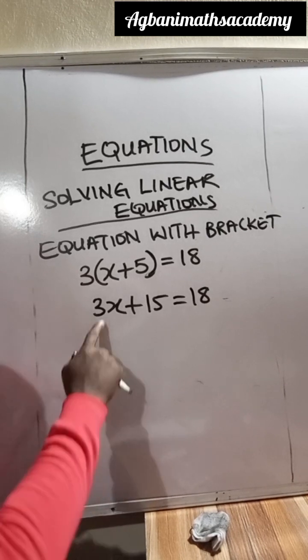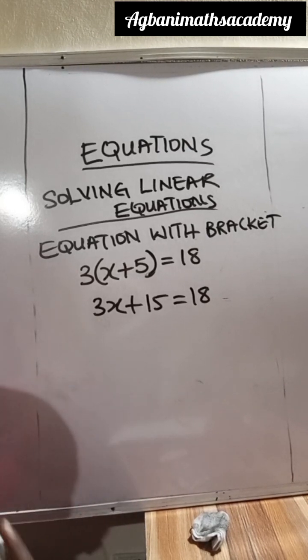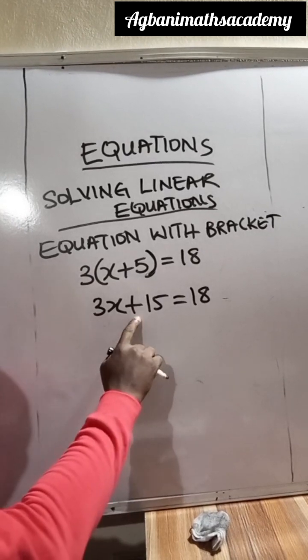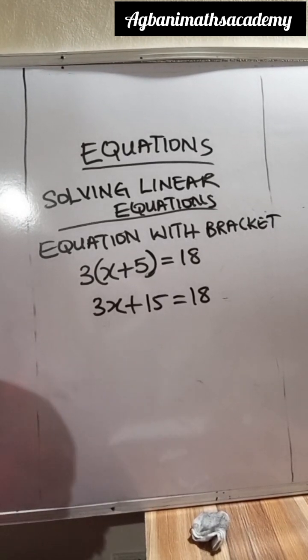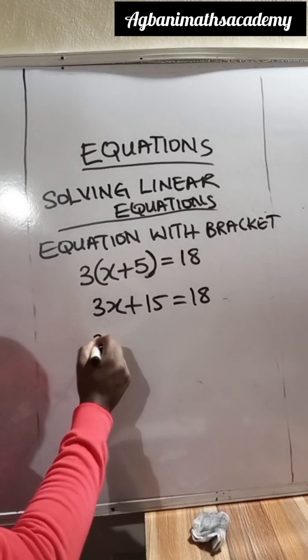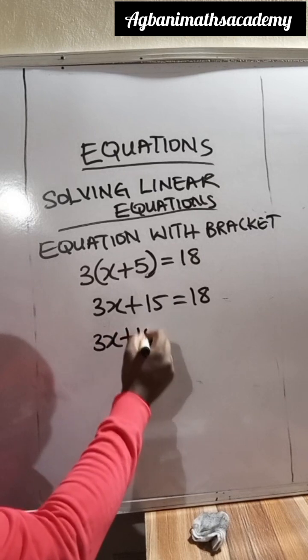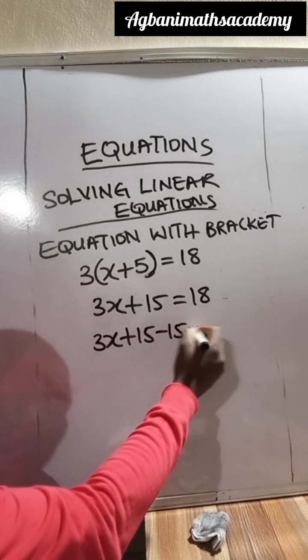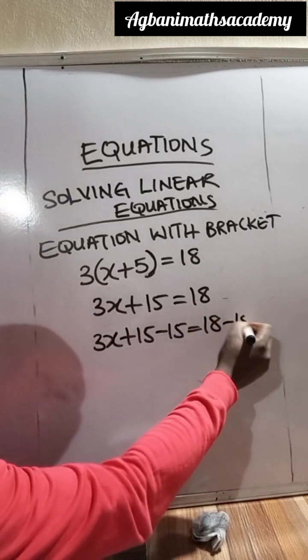So you have eliminated the bracket. Now you can solve using the balance method, just as we have been doing. We want to eliminate plus 15, so we introduce the opposite of plus 15, which is minus 15. So it's going to be 3x plus 15 minus 15 is equal to 18 minus 15.